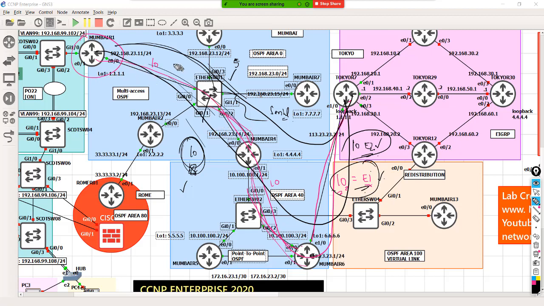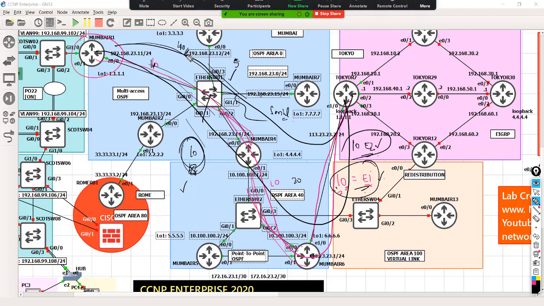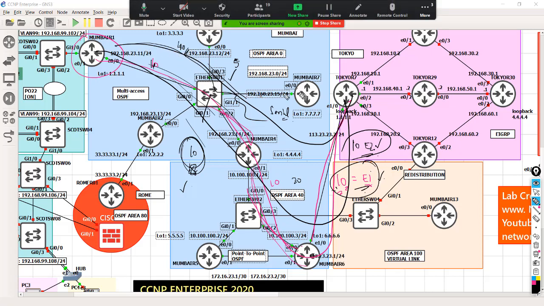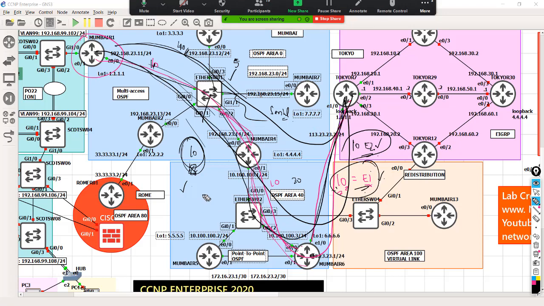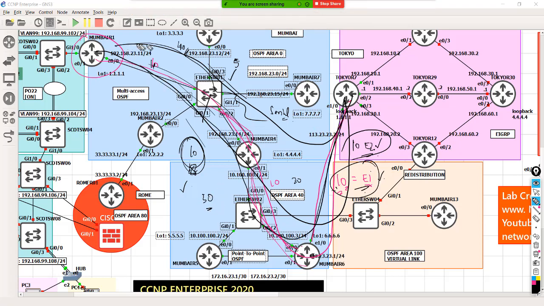It's going to see that it is taking 10 plus 10 plus 10, 30, and in the case of serial, it's taking up 40. Now which is better? Even though you have two hops, the cost is just 30, but in the case of the serial link, even though there is only one single hop, the cost is 40. So basically 30 is lower than 40, right? So that is why.